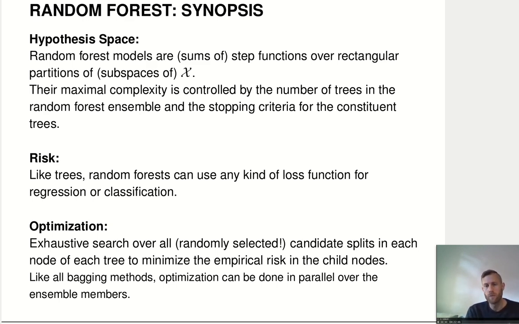Optimization. Well, optimization is an exhaustive search over all randomly selected candidate splits in each node of each tree to minimize the empirical risk. So kind of like trees, only much, much more of it, and not always on the same set of features, but on randomly selected subsets of the features. The good news is, as I already said, that this fairly challenging search for optimal split points can be easily parallelized. It can be parallelized over the different members of the ensemble, or it can even be parallelized node-wise by looking in parallel at all the different features.